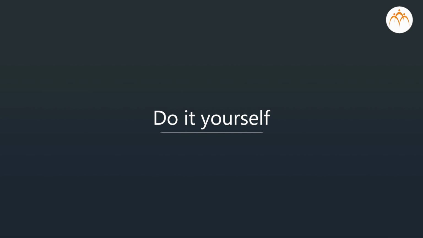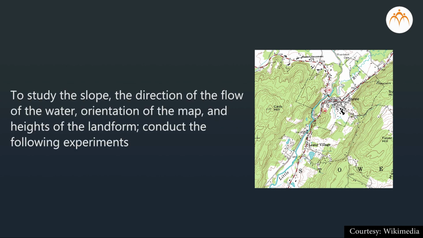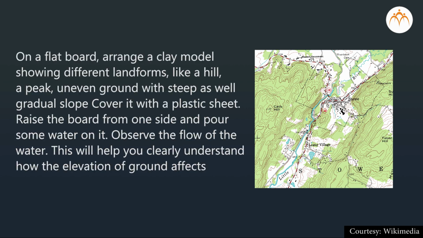Do it yourself. To study the slope, the direction of the flow of the water, orientation of the map and heights of the landform, conduct the following experiments. On a flat board, arrange a clay model showing different landforms like a hill, a peak, uneven ground with steep as well as gradual slope. Cover it with a plastic sheet. Raise the board from one side and pour some water on it. Observe the flow of the water. This will help you clearly understand how the elevation of ground affects the water flow.